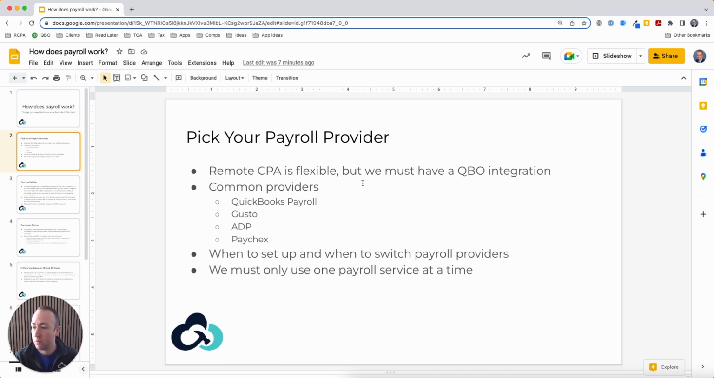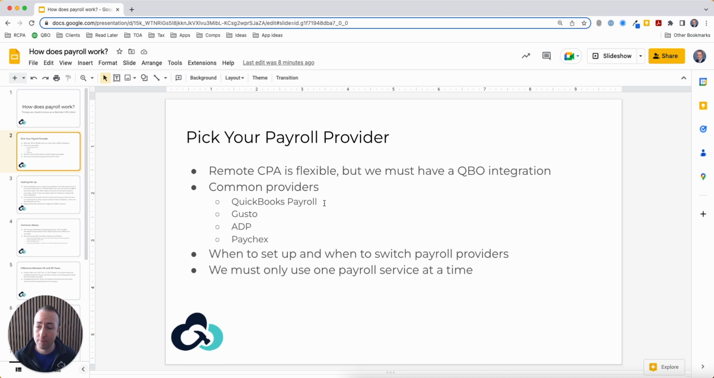Like I said, we are flexible and we want you to be happy with your payroll provider. A lot of these try to entice us with revenue share agreements and whatnot if we push clients to a specific payroll platform, but we decided that we would rather make our clients happy. We can walk through some of the pros and cons of each one.